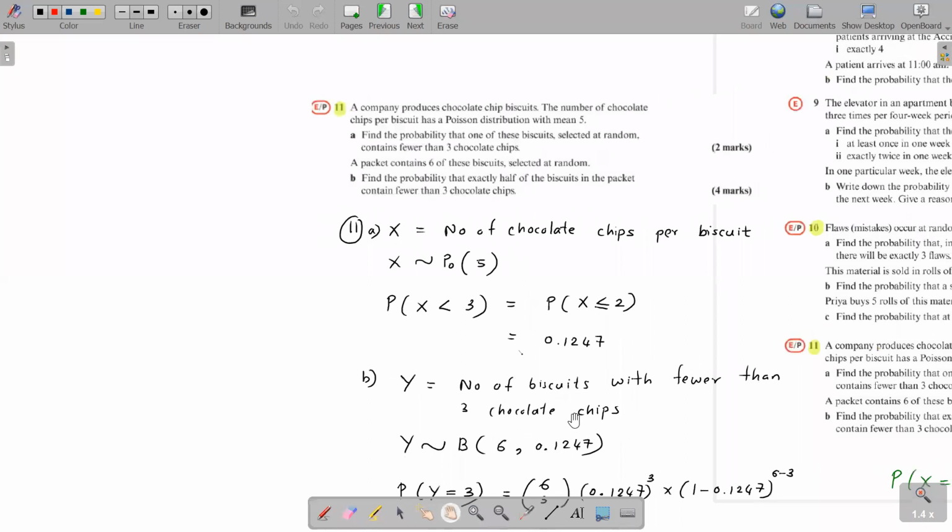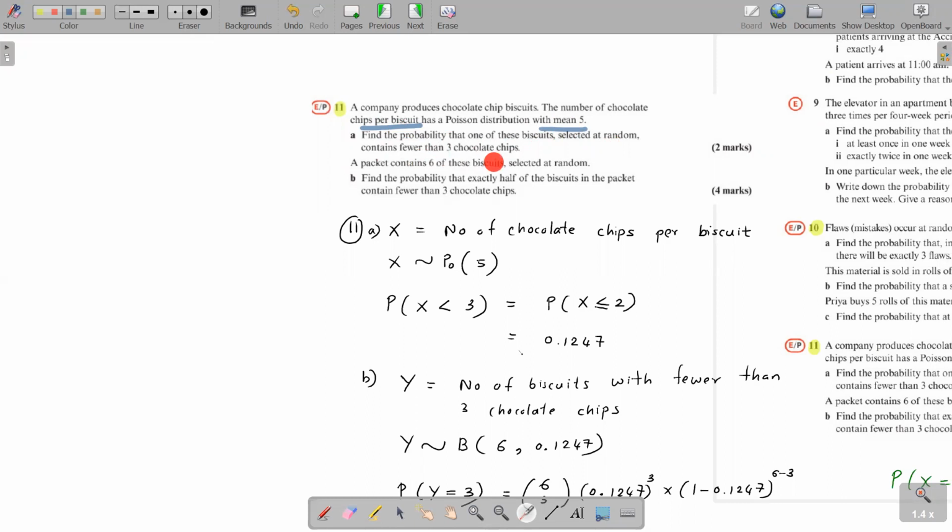Okay, guys, so let's try another one. Question number 11. They say a company produces chocolate chip biscuits. The number of chocolate chips per biscuit has a Poisson distribution with mean 5. Can you see? So per biscuit, you have to identify an interval per biscuit. That's the interval. The mean, the lambda value, is 5. So they say find the probability that one of these biscuits selected at random contains fewer than 3 chocolate chips. Again, you're in the same range, the same lambda, because it's per biscuit, so you're working with one biscuit.